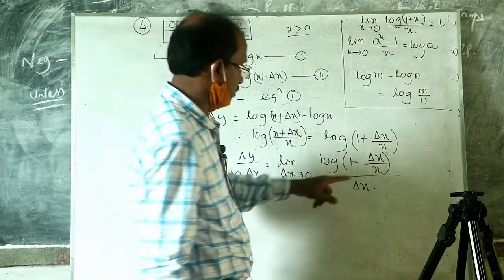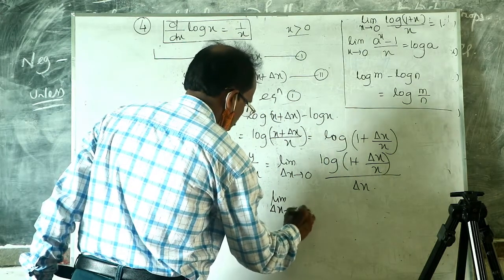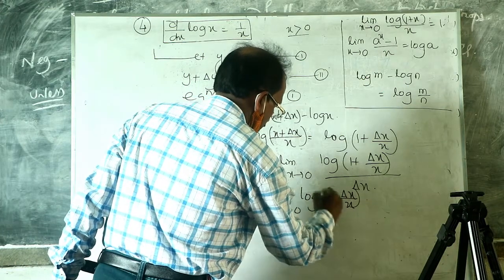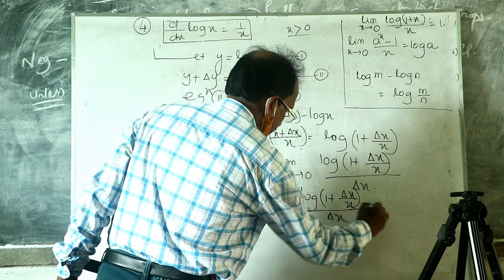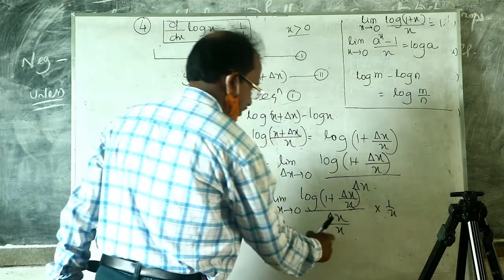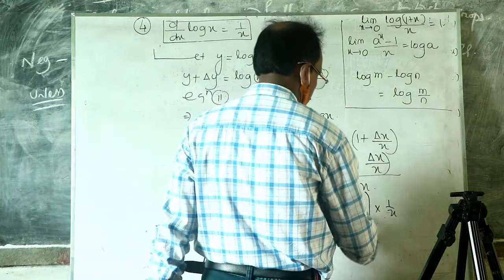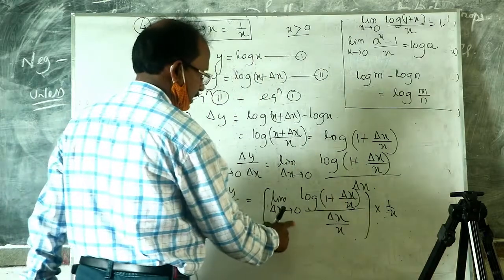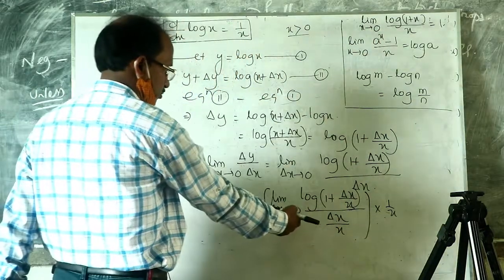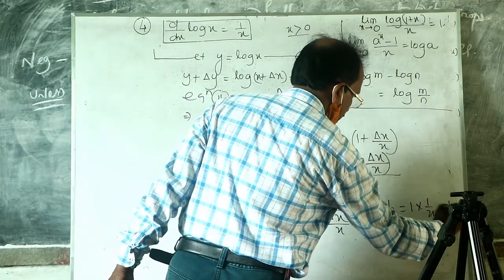So this can be written as limit delta x tends to 0, log 1 plus delta x by x whole by delta x by x, into 1 by x. So dividing by 1 by x and multiplying by 1 by x, this is equal to, according to this formula, log 1 plus x by x is equal to 1. So this is equal to 1 into 1 by x, which is equal to 1 by x.